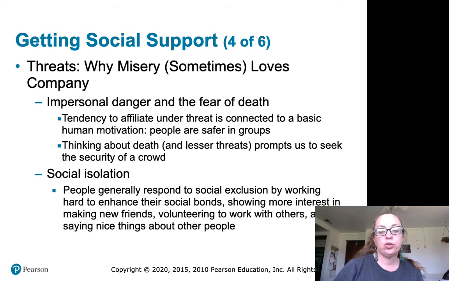People generally respond to social exclusion by working hard to enhance their social bonds, showing more interest in making new friends, volunteering to work with others, saying nice things about other people. So when we're socially isolated, when we're socially excluded, we want to reach out to other people. And these are some examples of how that happens. And we also know that social exclusion has so many bad side effects. So school shooters are always socially excluded children. They don't fit in, they don't have any or very many friends. Usually if they have a friend group, then it's one or two other people, and everybody else has rejected them.